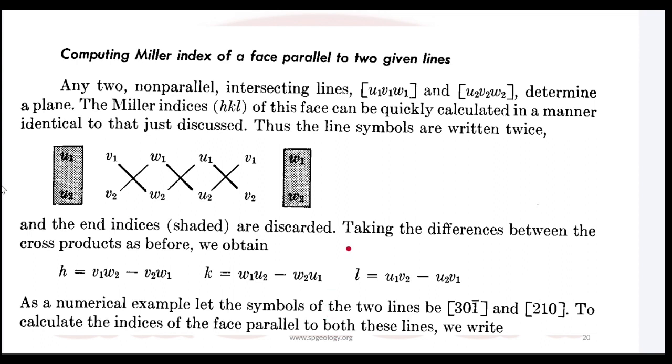In a similar way, we can also calculate a Miller plane or a face from two non-parallel axes. These are non-parallel axes. So we can also calculate one face, which is a similar calculation to the previous one.